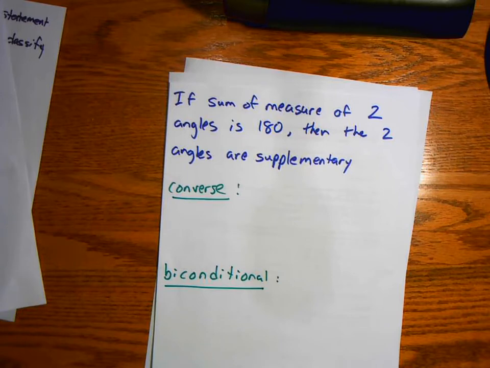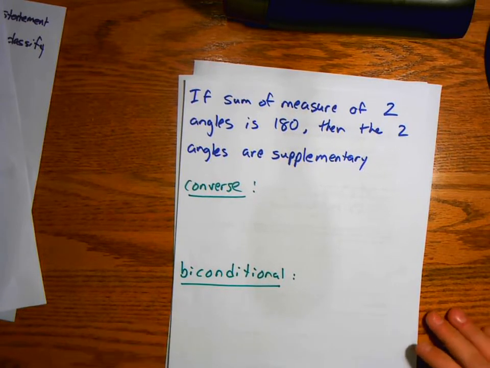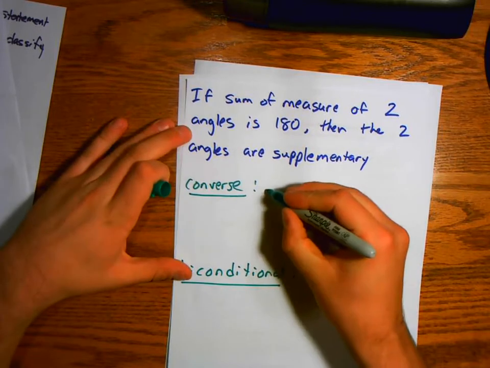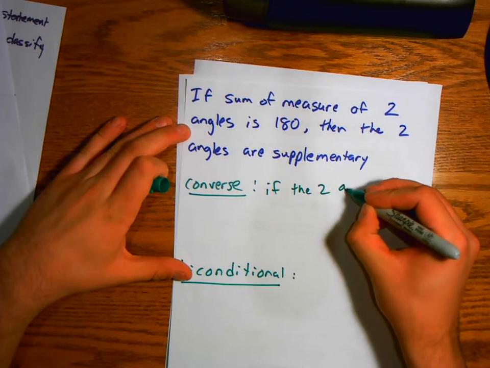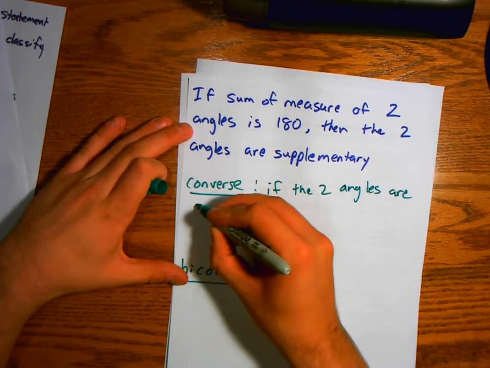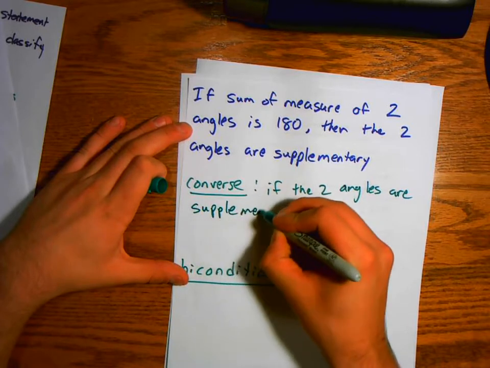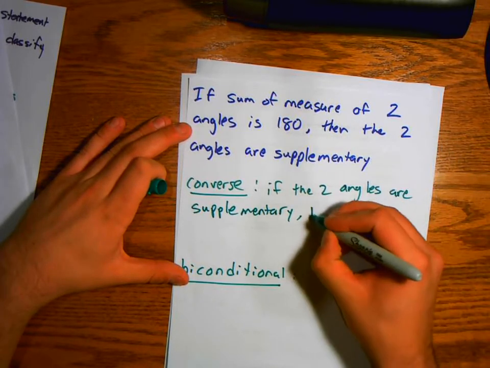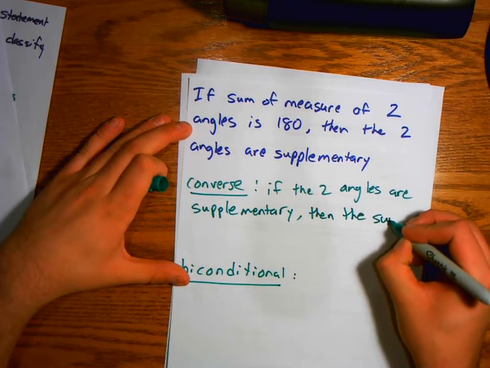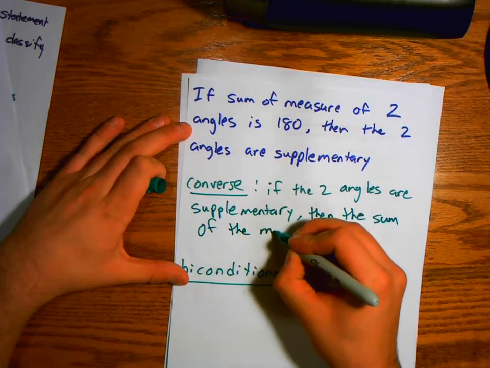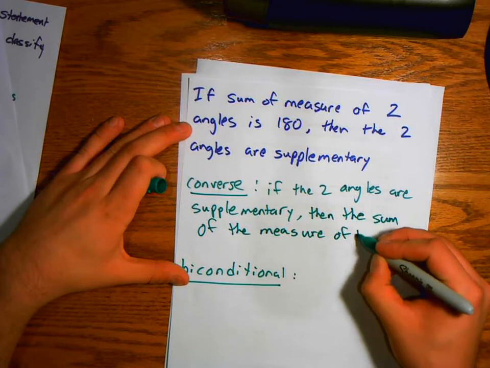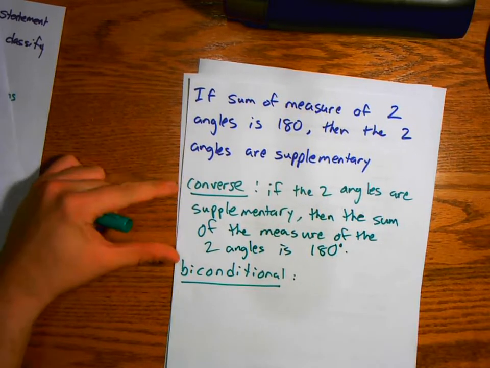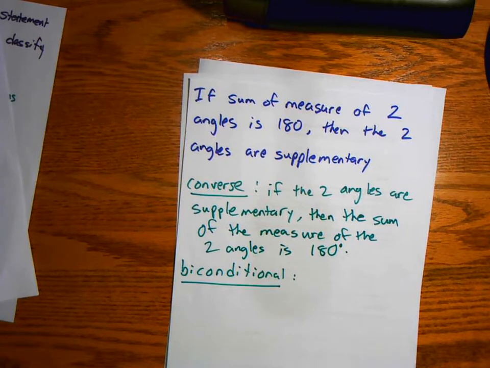So if you look at our conditional, an example of this could be: if the sum of the measures of two angles is 180, then the two angles are supplementary. Its converse is taking your if-then statement and flipping it around, which is: if the two angles are supplementary, then the sum of the measures of the two angles is 180. Okay, so this is our converse statement based on our conditional statement.